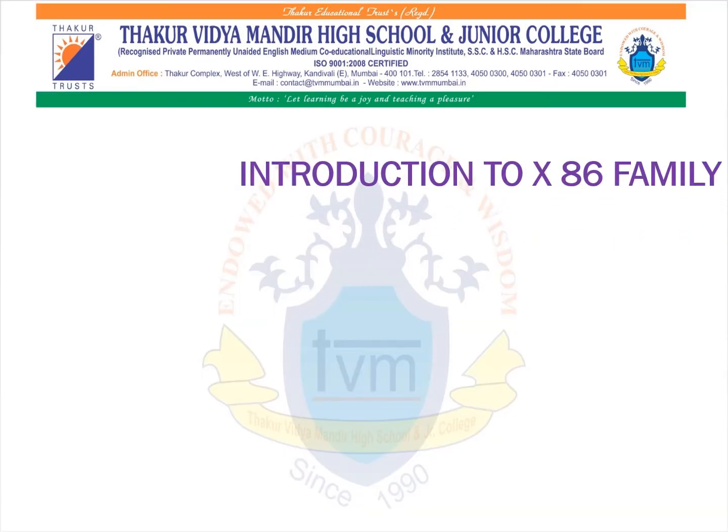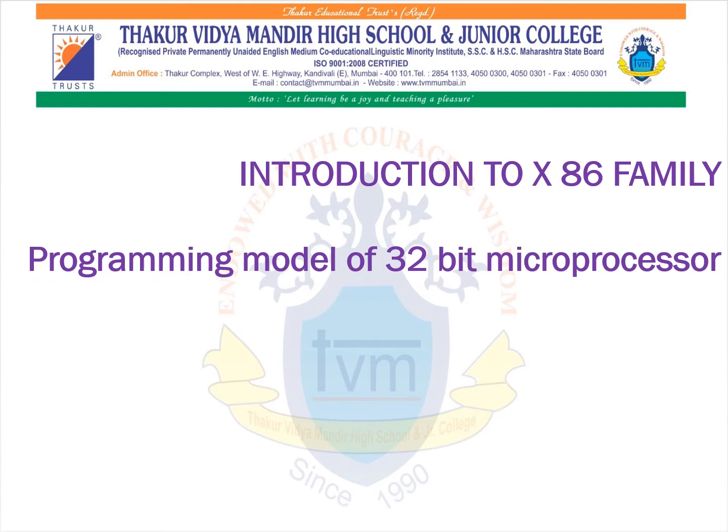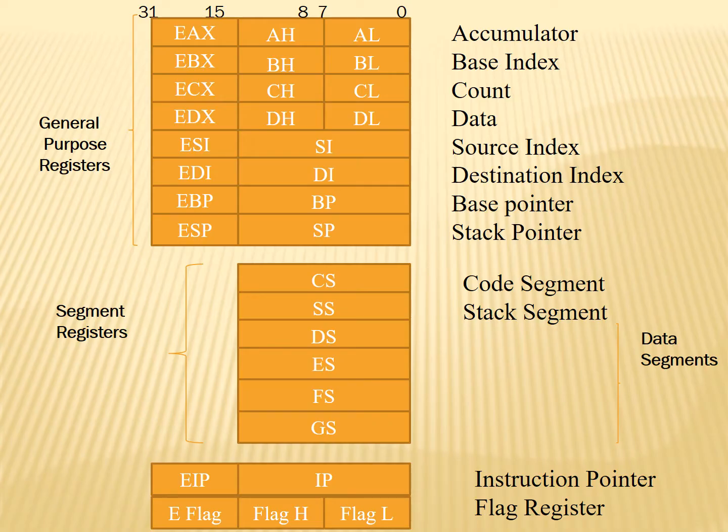We are going to learn a new concept from Unit 3, Introduction to the x86 family, that is the programming model of the 32-bit microprocessor. This is the diagram of the 32-bit microprocessor. You can see the diagram is almost similar to the 16-bit programming model that we have learned in the previous class. So let us elaborate on each and every block in detail.